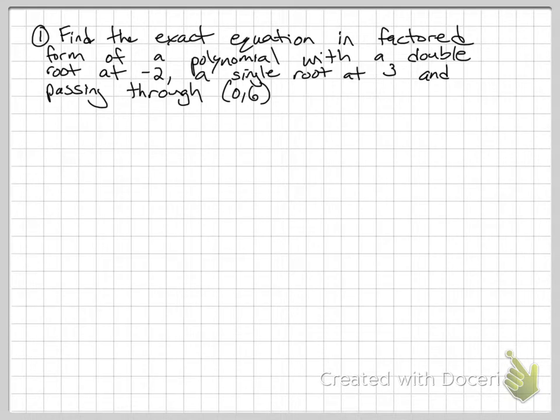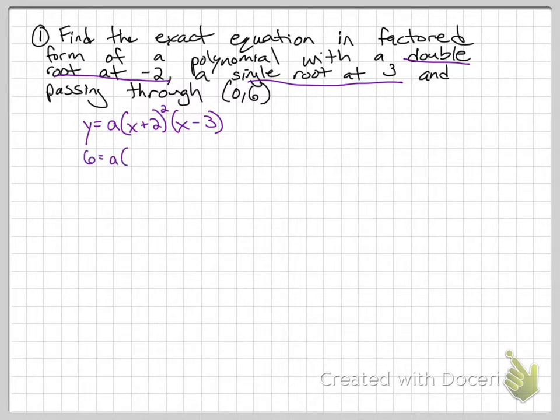So factored form exact equation. So that means y equals a, parentheses, double root at -2 is going to be x plus 2, and double root means squared, multiplicity of 2. Single root at 3, x minus 3 because it's opposite, and passing through 0, 6. So 6 for y, 0 for x.